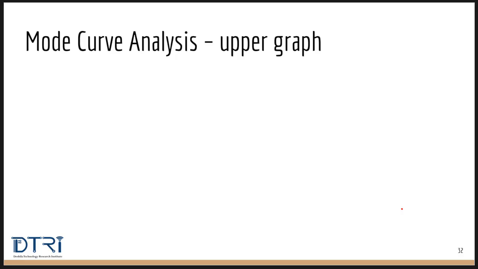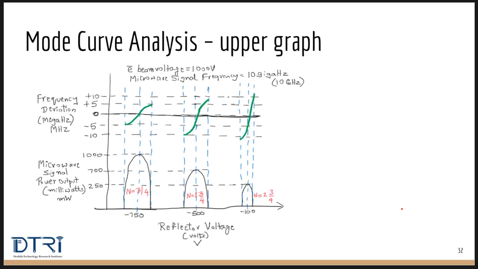Now let us move and analyze the upper graph. So this is the upper graph. Here the x-axis is the same, which is the reflector voltage, and the y-axis is frequency deviation, which is expressed in megahertz. So what is frequency deviation? Let us recall that the cavity in a reflex klystron is similar to a tuned LC tank circuit in the electrical sense. This means that the center frequency is decided by the cavity.